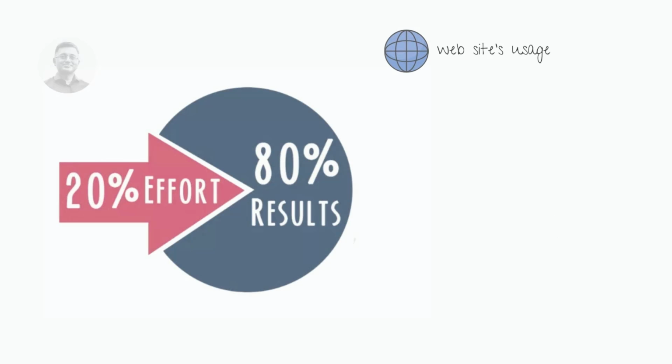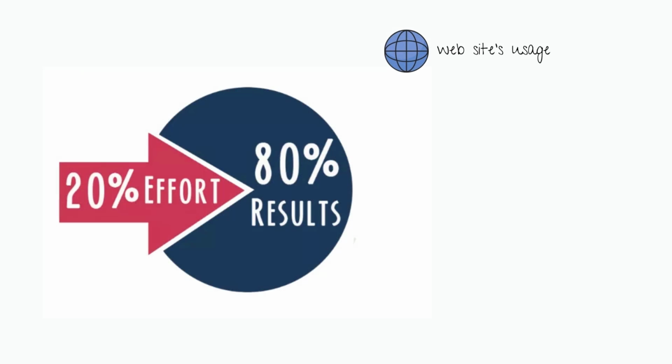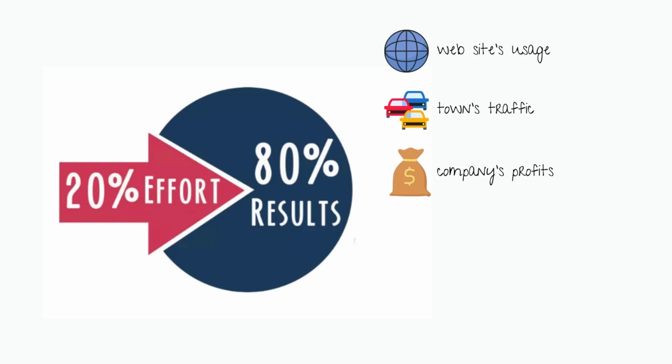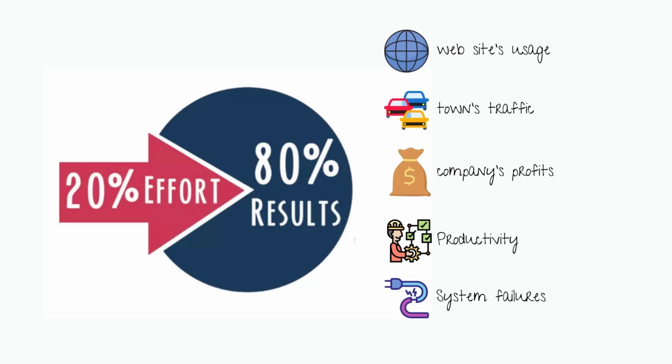of the variables. 80% of the website usage involves 20% of its content, or 80% of a town's traffic is on 20% of its roads. 80% of a company's profit comes from 20% of its customers. 80% of your productivity comes from 20% of your activity. Or again, 80% of system failures are caused by 20% of the components.